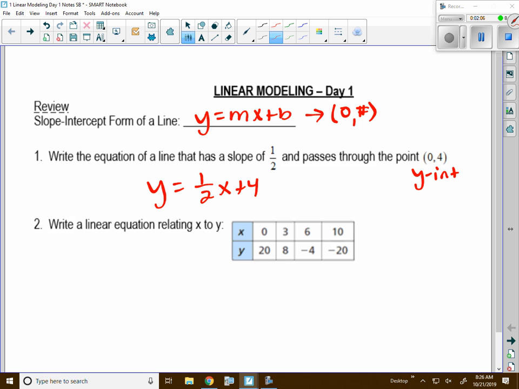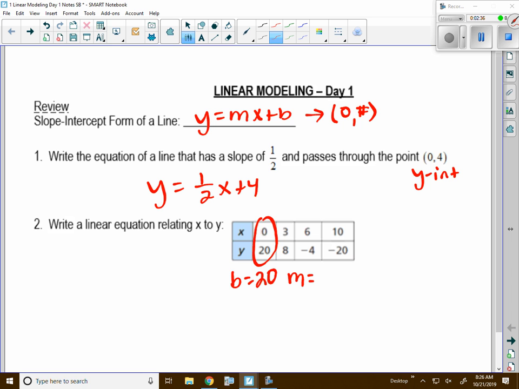Okay, number 2, write a linear equation relating x to y. It's just saying write the equation of y equals mx plus b. Do we know what the slope is? Just from looking at this, no. We need to find it. Do we know what the y-intercept is? Yes. How do we know? Where x is 0. There's your y-intercept. So your b value is going to be 20. We just don't know what the slope is yet.